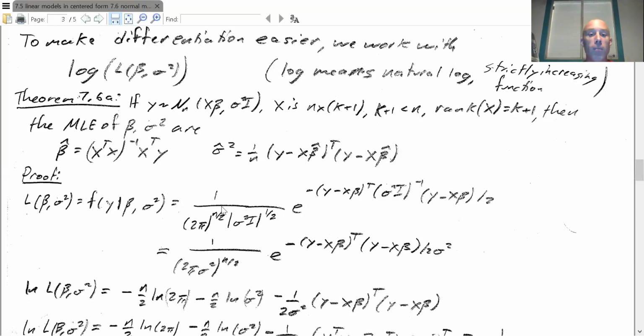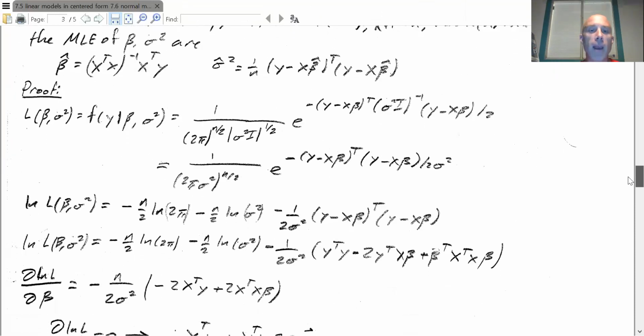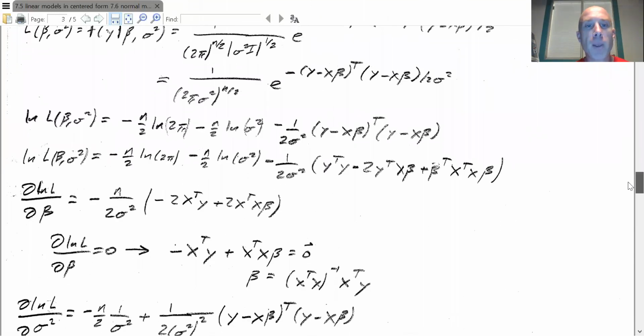Okay, so here it is. Not the same format, but a different format. It's a little bit easier to work with.